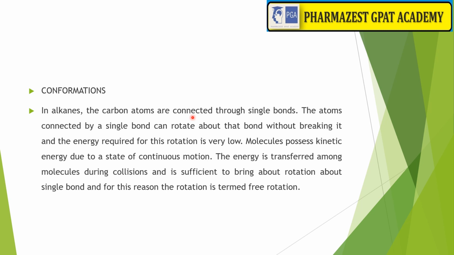The atoms connected by single bonds can rotate about that bond without breaking it, and the energy required for this is very low. Molecules possess kinetic energy due to the state of continuous motion. The energy is transferred among the molecules during collisions and is sufficient to bring about rotation about a single bond, and for this reason the rotation is termed free rotation. Conformations are seen for alkanes. On the whole, we can say that conformations are due to the easy rotation between the two carbon atoms joined by a C-C single bond.